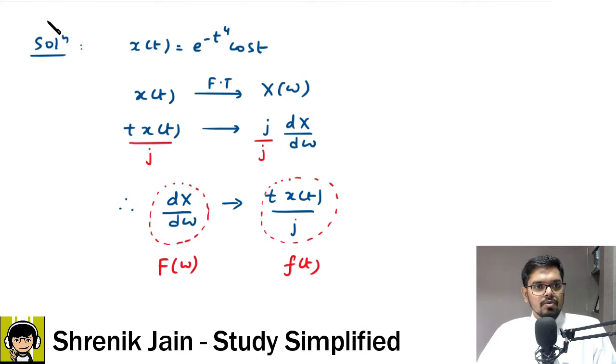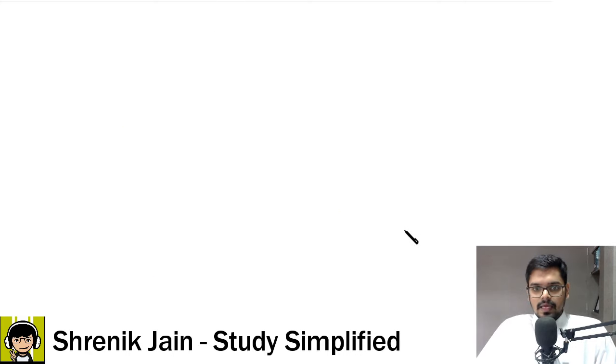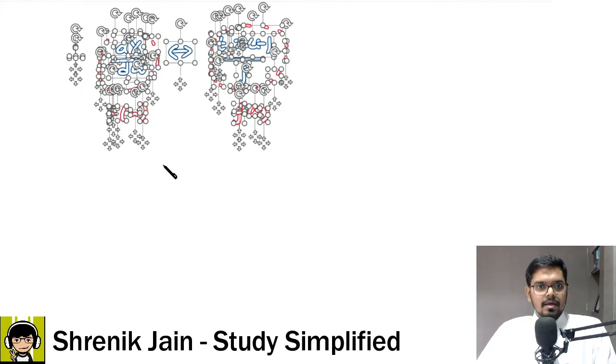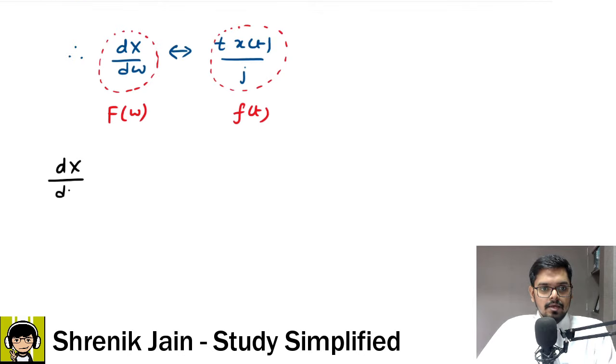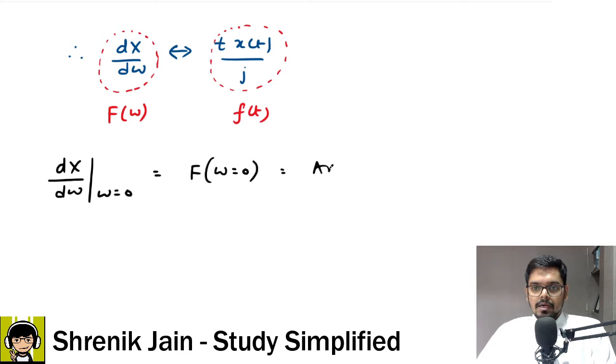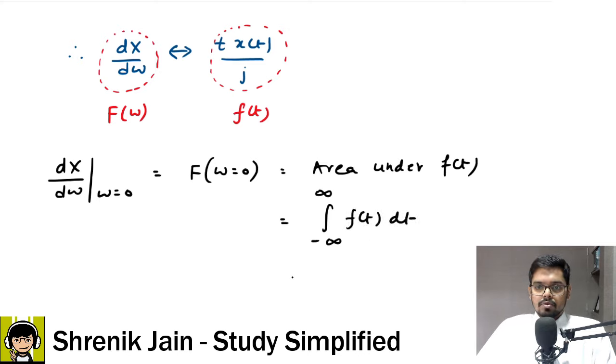So if that is the case, looking at this expression, as per the question, they needed dX by d omega at omega equal to 0. What we needed? dX by d omega at omega equal to 0. So as per our notation, it is capital F of omega, where omega is 0, and this is nothing but the area under the curve. Area under which curve? Area under f of t. So that is nothing but the integral from minus infinity to infinity of f of t dt.